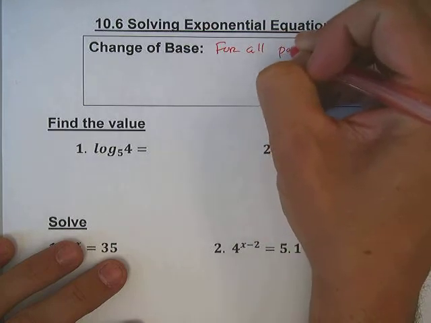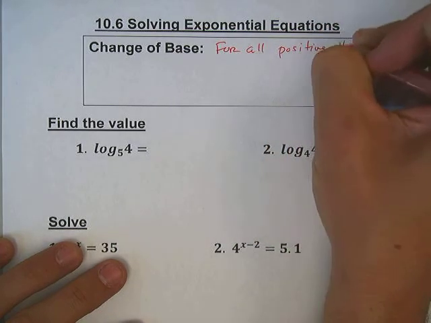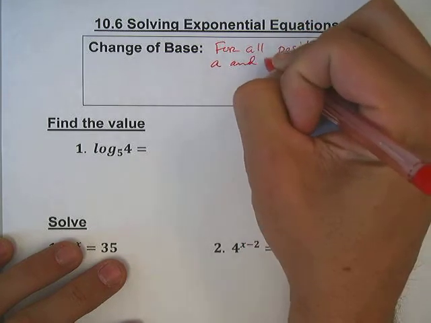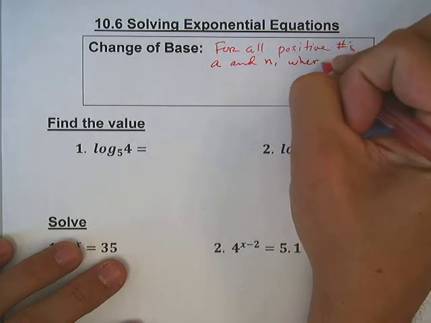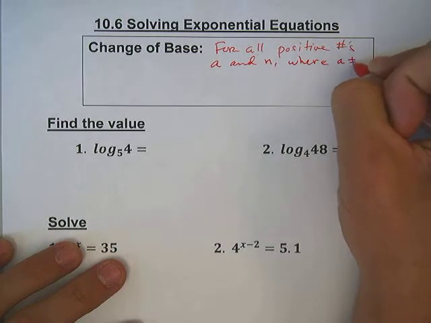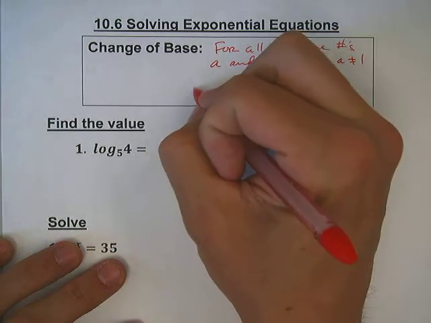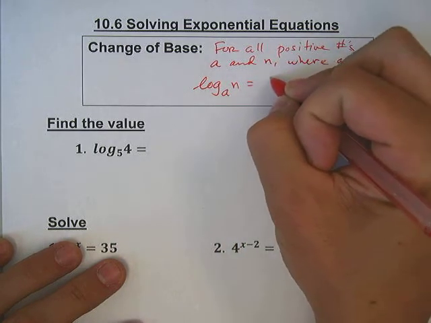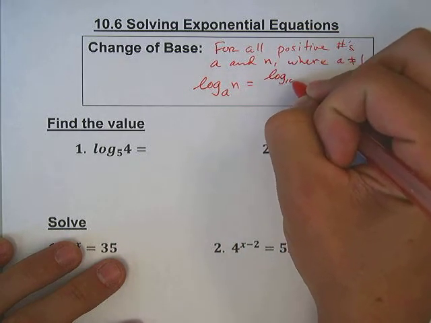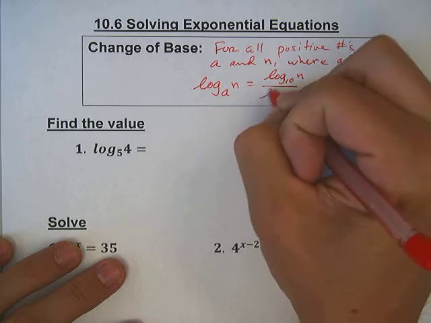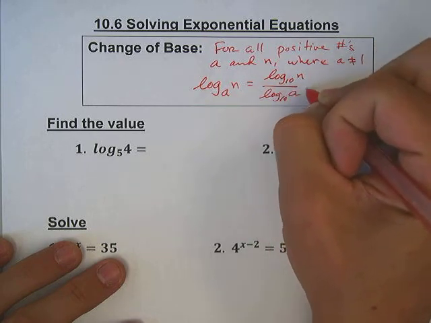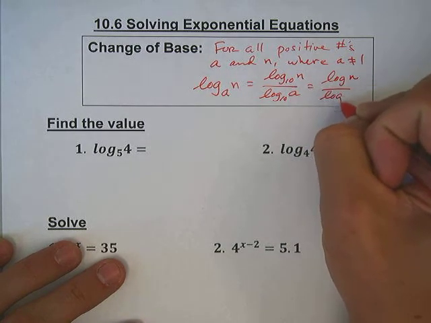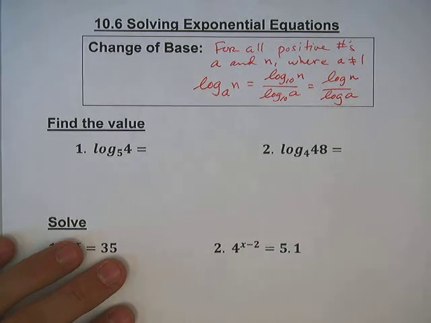For all positive numbers a and n, where a does not equal 1, this is true: log base a of n equals log base 10 of n over log base 10 of a, which is also just log of n over log of a.